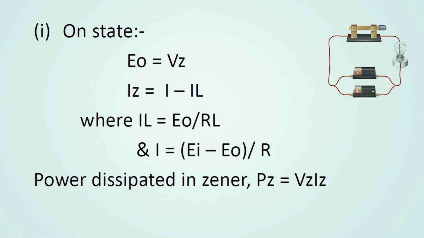So, this is the circuit when the Zener diode is in on state. In on state, the value of E naught will be equal to VZ. As the Zener diode is connected in parallel with the output, that is the load, the voltage obtained at the output will be equal to the Zener voltage VZ, and the value of current IZ will be equal to I minus IL. That means the current coming from the source minus the current flowing in the load, where IL is equal to E naught divided by RL and I is equal to EI minus E naught divided by R.